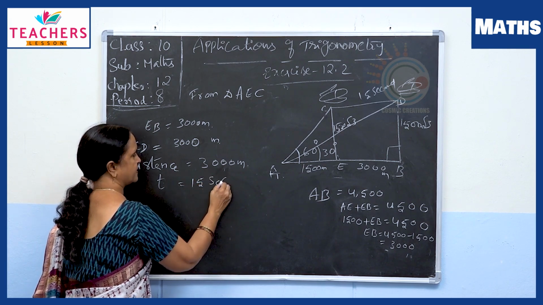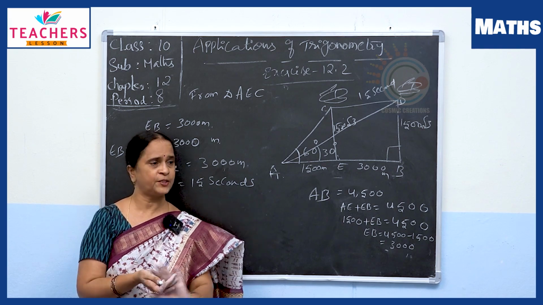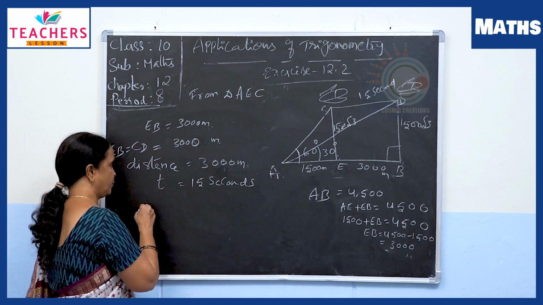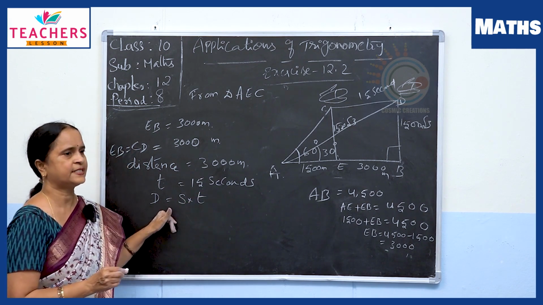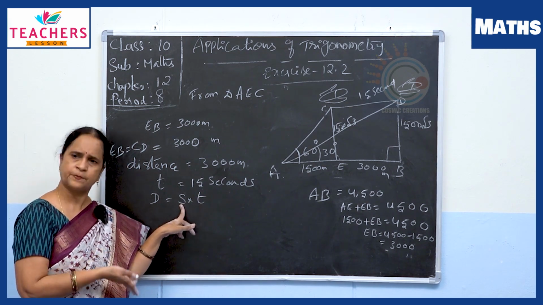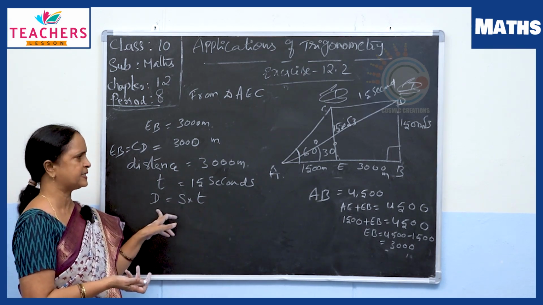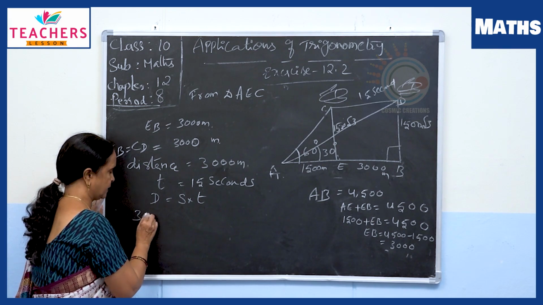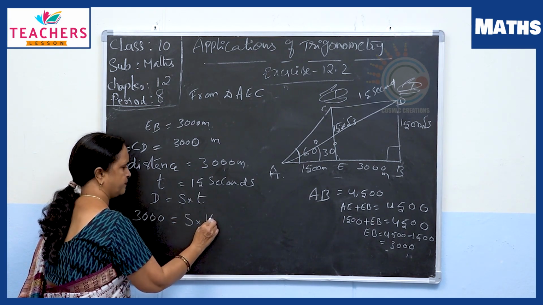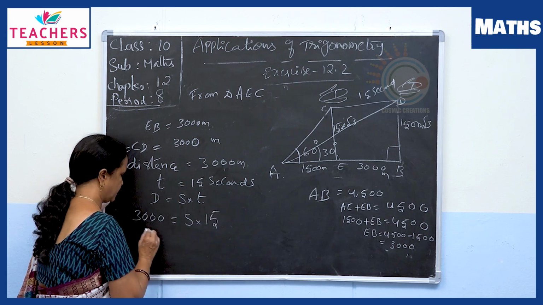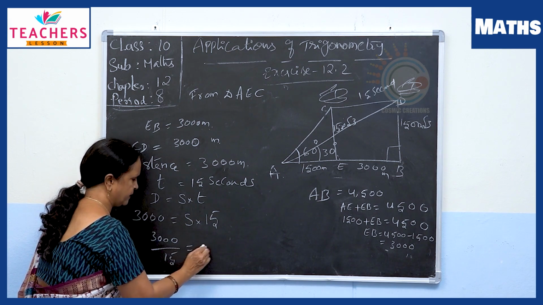What we need to find? Speed of the jet plane. Do you remember D is equal to ST. S means speed of the something, whatever it is. T for time, D for distance. Distance is 3000. Speed we don't know, time we know. 3000 by 15 is equal to S.